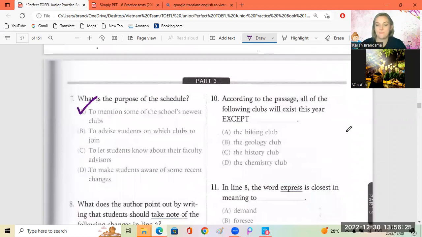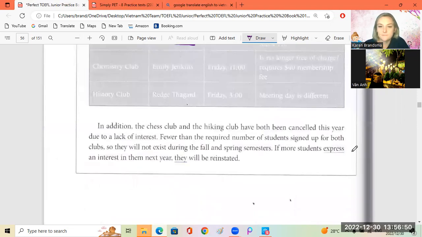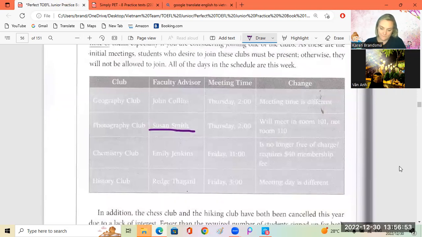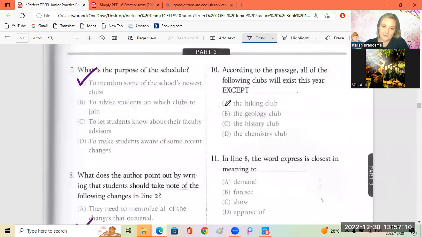We're almost done. Number 10. You can go up. Okay. You can go down. I think it's I. Okay. Yes, good. Okay, good.